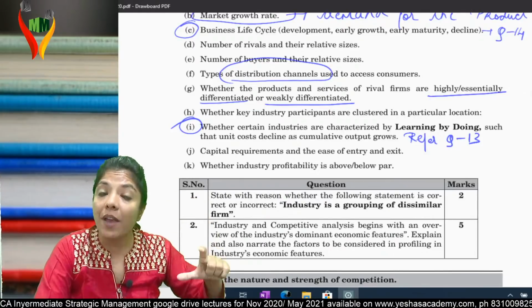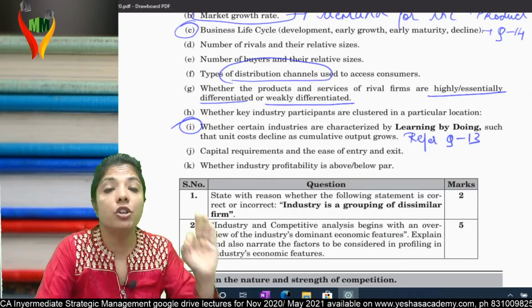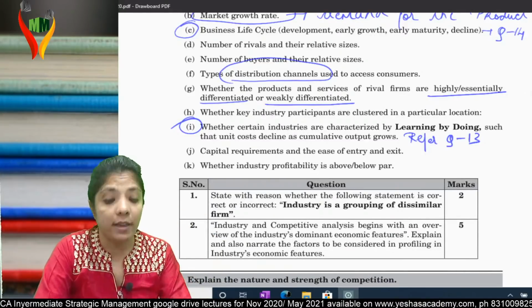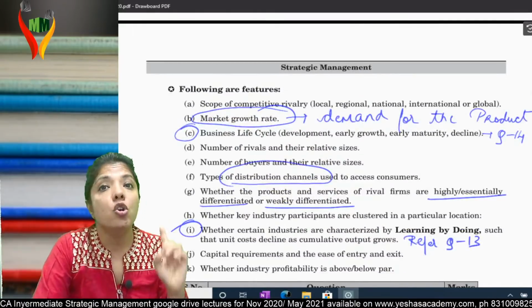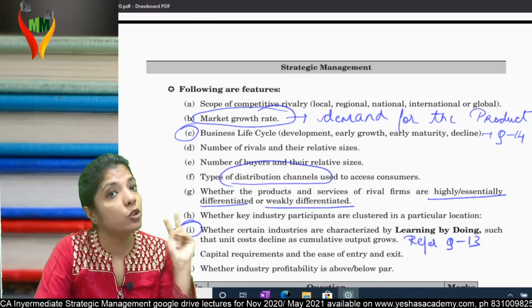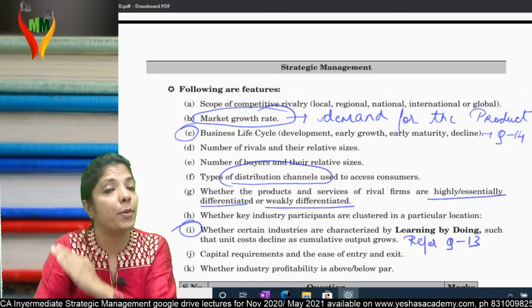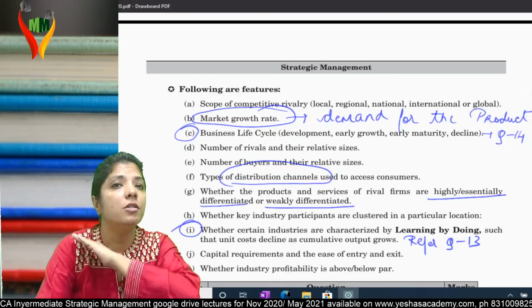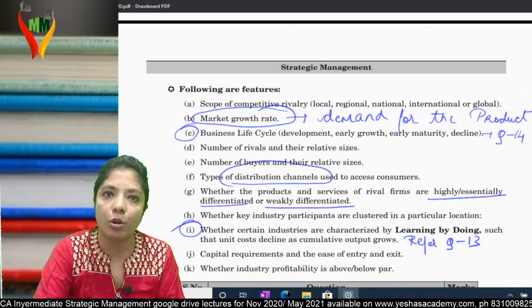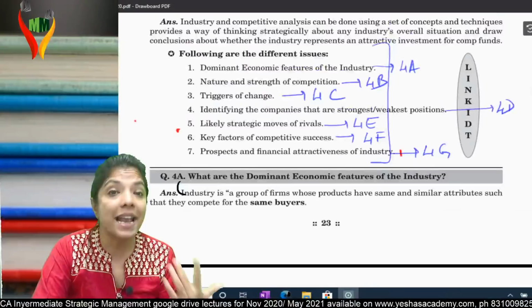Okay, so what are these factors? These are the dominant economic factors which you need to consider while doing industry and competitive analysis. Along with this question number 4A, we are done with two more questions, question number 13 and question number 14. 14 talks about PLC. 13 talks about experience curve. Boss, this whole chapter is damn important. Am I clear?